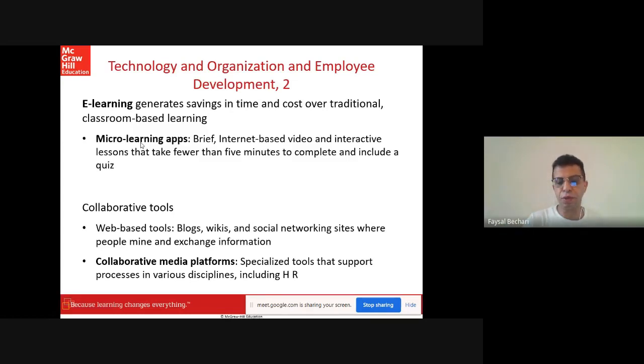Specialized tools that process various disciplines, including HR. So collaborative media tool platforms are used to process various disciplines, including HR.